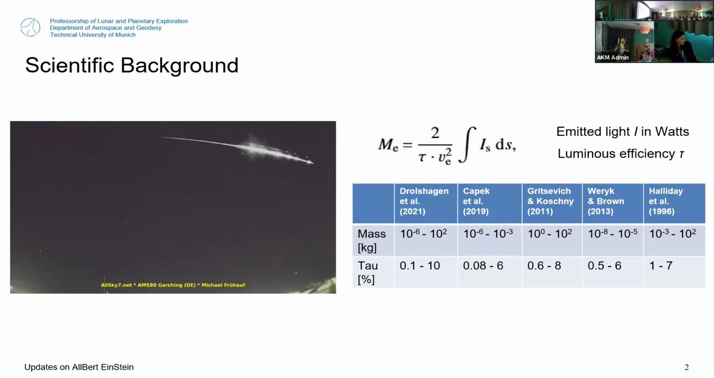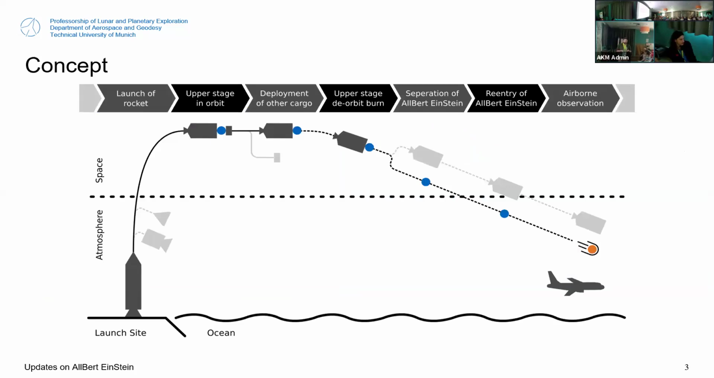So how to do this? The problem is, to get information about this factor, it would be great to have the mass, which we don't have. So what to do? And here AllBert EinStein comes into play, because what we want to do is send an artificial meteoroid, which we exactly characterized, to space with a rocket. So we have a rocket launch with our artificial meteoroids. The rocket goes to space, and then all the other payload is deployed.